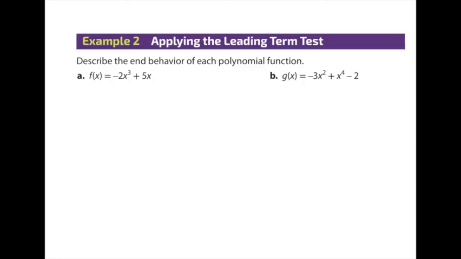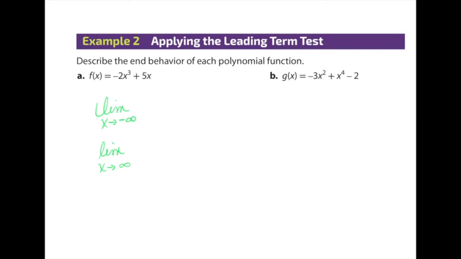So let's look at this. Describe the end behavior, okay? You will always have two answers when you are describing the end behavior. You will have the answer when x is going to the negative side, so to the left side of the graph, and you will have an answer for when x is moving to the positive side of the graph, okay? The first thing you need to do is write those two things down because you're going to answer two questions here. What's happening on the left side of the graph? What's happening on the right side of the graph, okay?